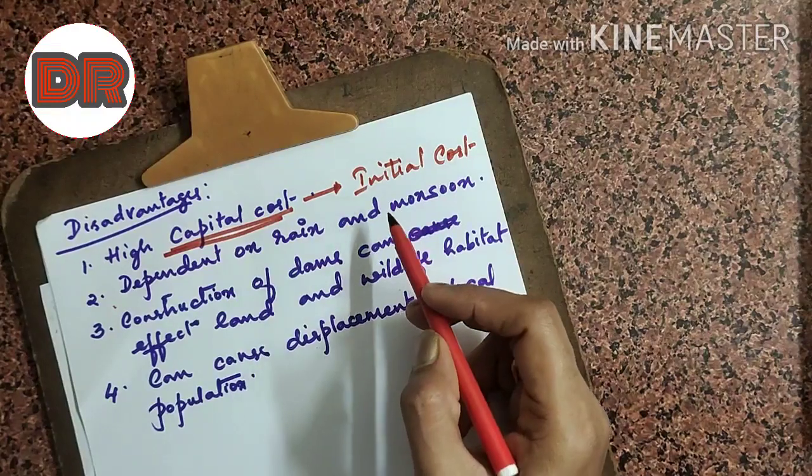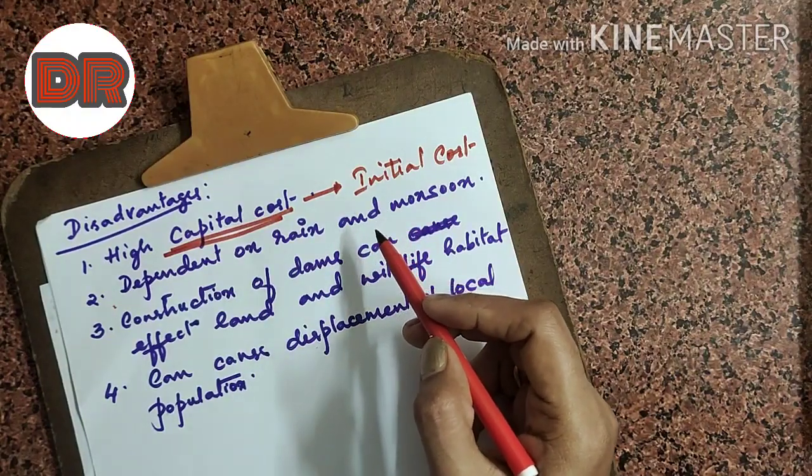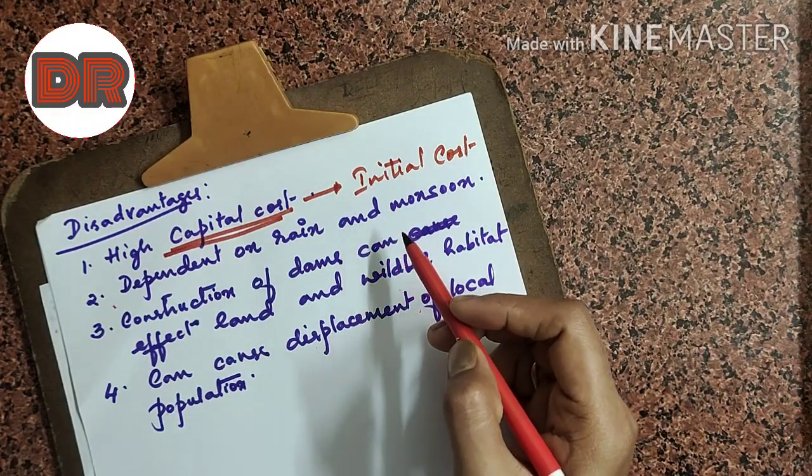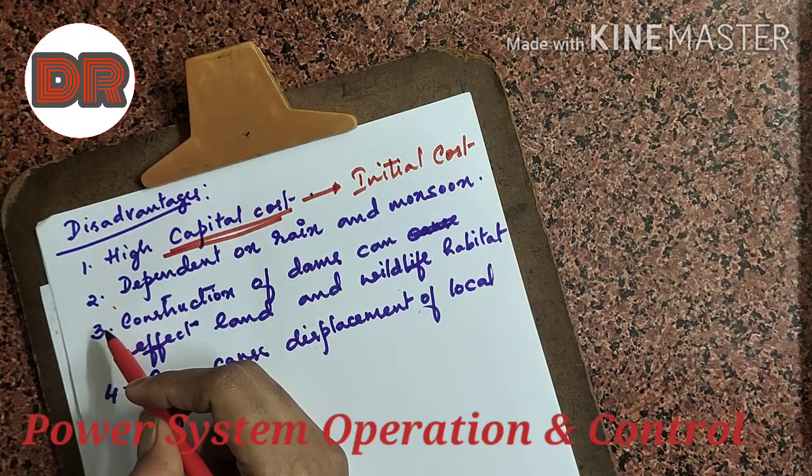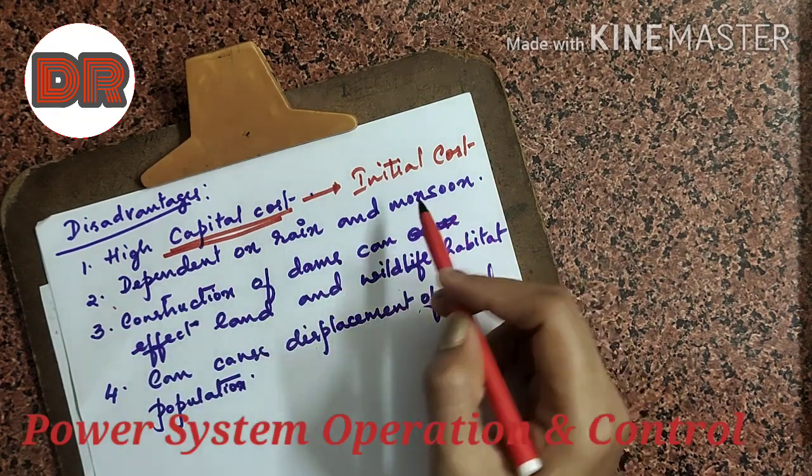and hydropower plants are dependent on rainwater, rain and monsoon sometimes, or you can say where there are fewer water sources, the area is dependent on rain and monsoon.